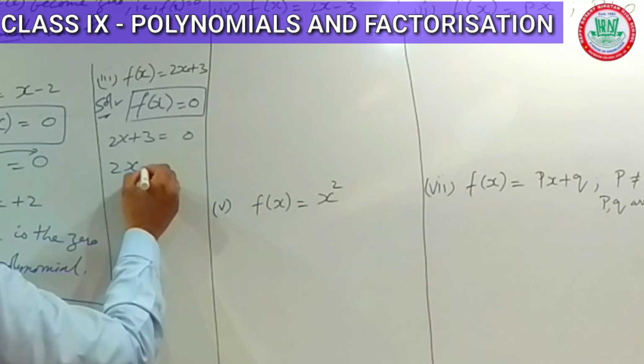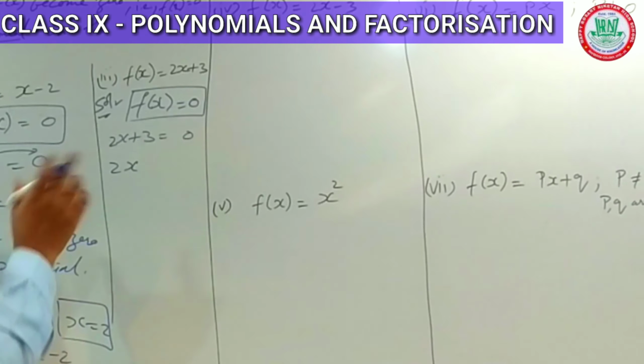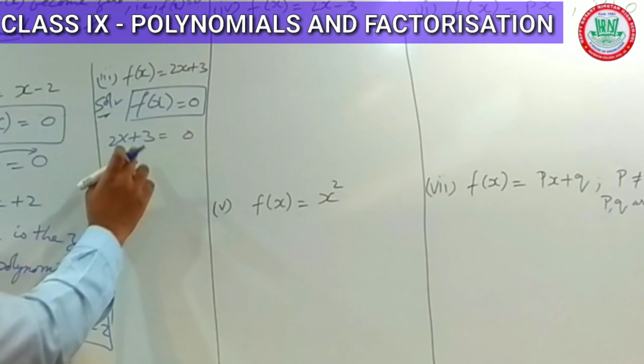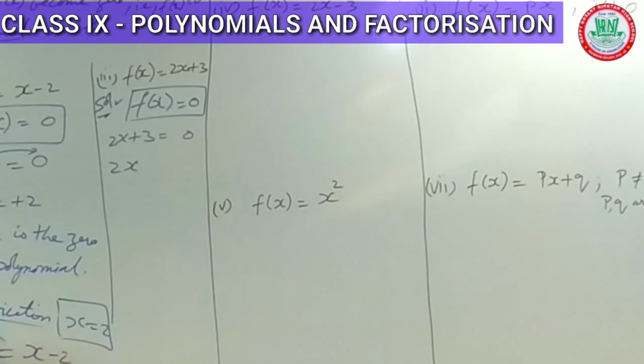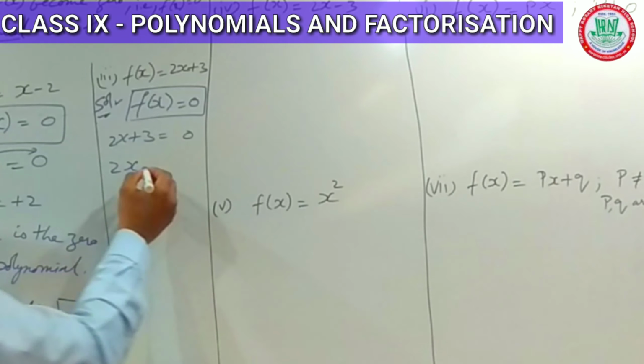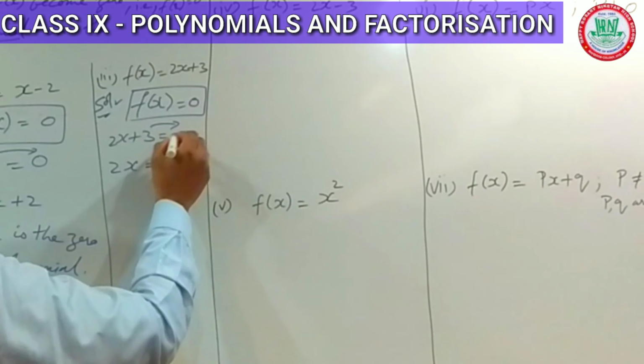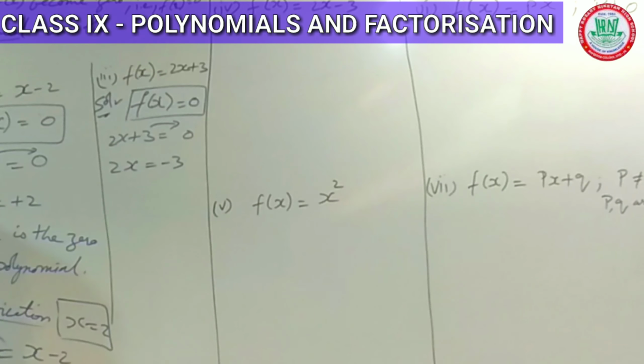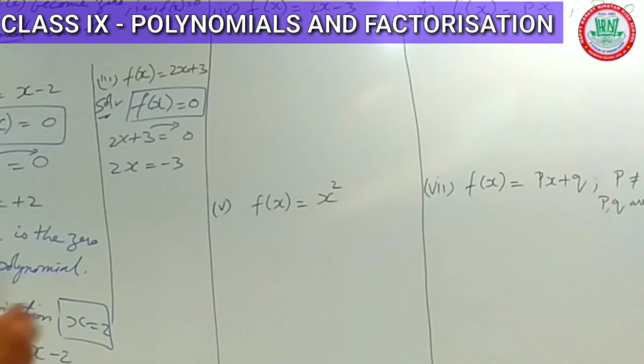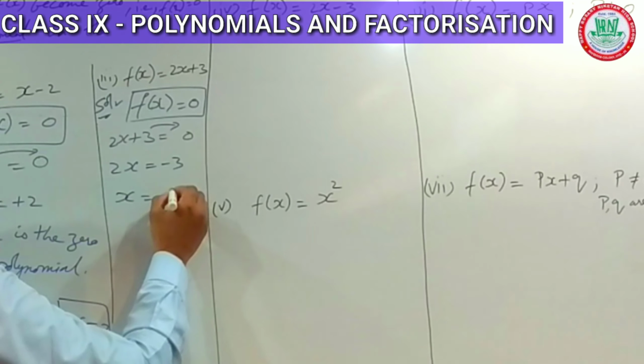So 2x is here, after putting this value, we have to find out the variable value. What is the variable? X. The x value we need to find out. Okay. So 2x is equal to plus 3 goes outside, what will it become? Minus 3. Okay. Now 2x is equal to minus 3.